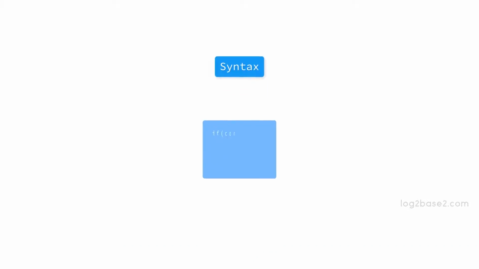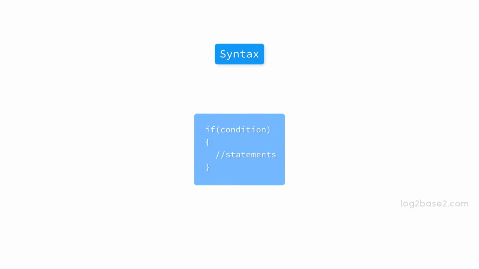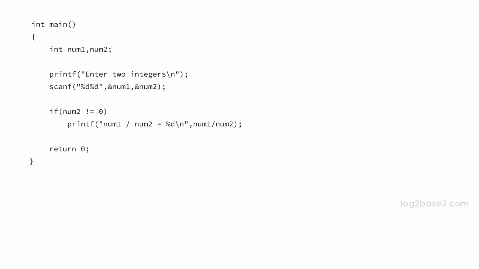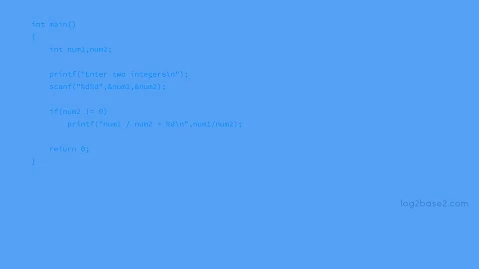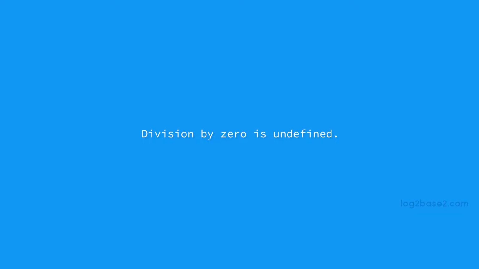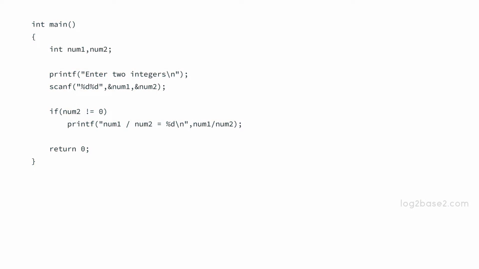So this is the syntax for the if statement, and if the condition is satisfied, then the statements here will be executed, otherwise it won't be executed. So we have a program here to perform division operation, and we know that division by zero is not possible. So we need to restrict it, so we can use if statement to make sure that denominator is never zero.